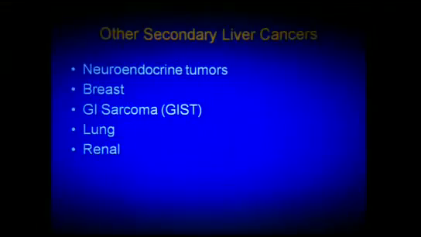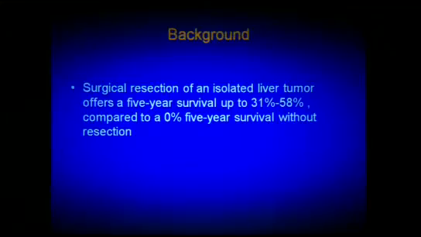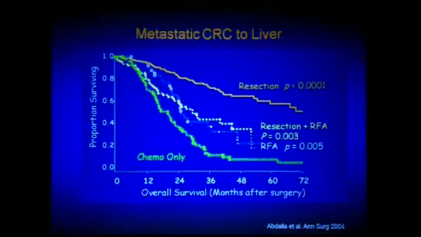Other tumors that we often see are neuroendocrine tumors. 2% of breast tumors have liver-dominant disease. GI sarcomas, lung, and renal tumors can also have liver-dominant disease. For surgical resection of isolated tumors, 5-year survival ranges from 31% to 58%, and a 0% survival for those without any treatment. The goal of any colorectal metastasis to the liver is R0 resection or complete resection.